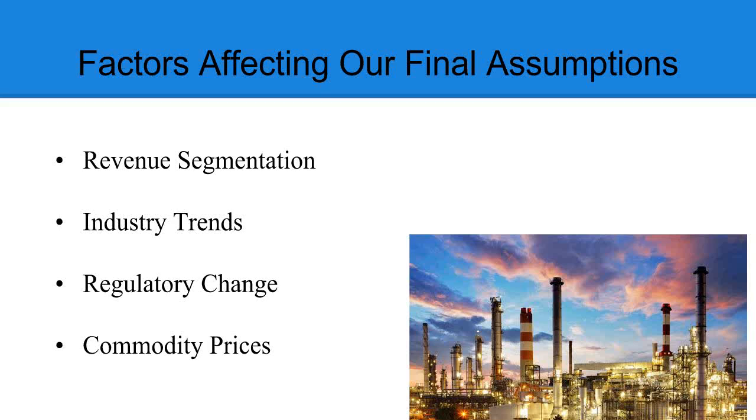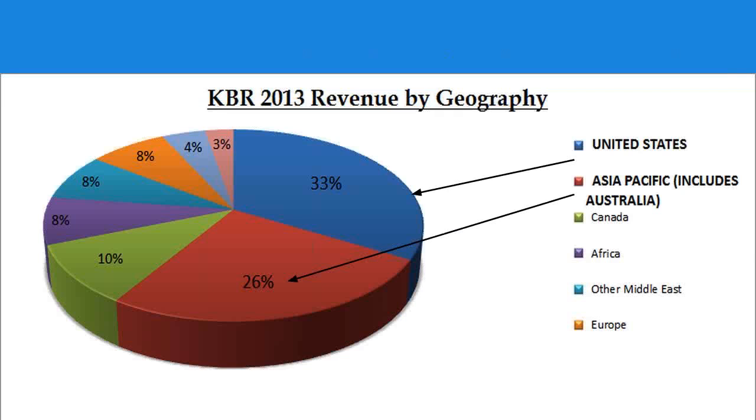And then finally, we'll talk about commodity prices, and that affects inputs to our service that we give to our customers, as well as what our customers produce, which affects their ability to use our services. So if you look here at the chart, we can see that 59% of KBR's revenue in 2013 was accounted for in the U.S. and Asia. 33% of that, as shown here, was in the U.S., and then 26% was in Asia. So we mainly looked at factors affecting the United States and Asia in our presentation, mostly since they account for more than half of our revenue.